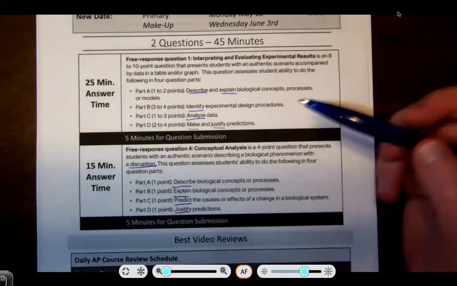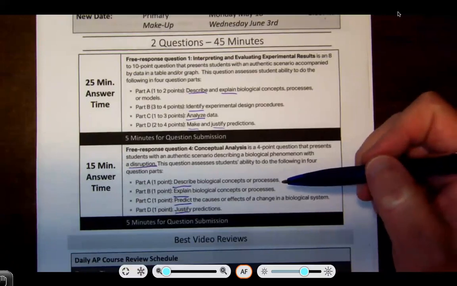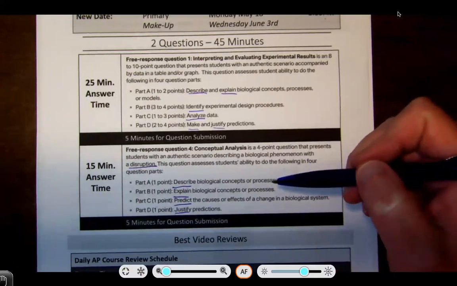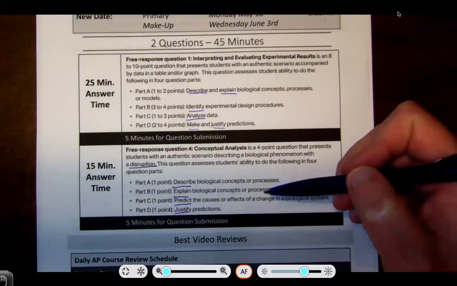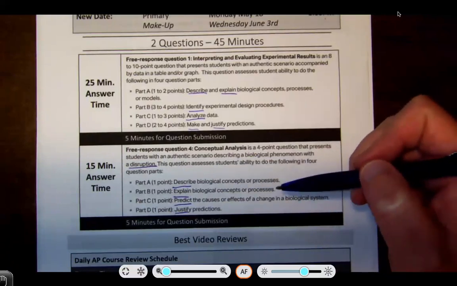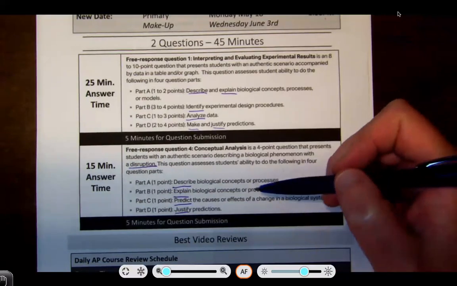And then this question is going to ask you to describe the biological concepts or processes. Again, that review sheet is going to be really helpful if you have the information written down already. Part B is going to ask you to explain the biological concept. Again, if you have really good cheat sheets that are easy to read and aren't too complicated or full of stuff, it should be right there.